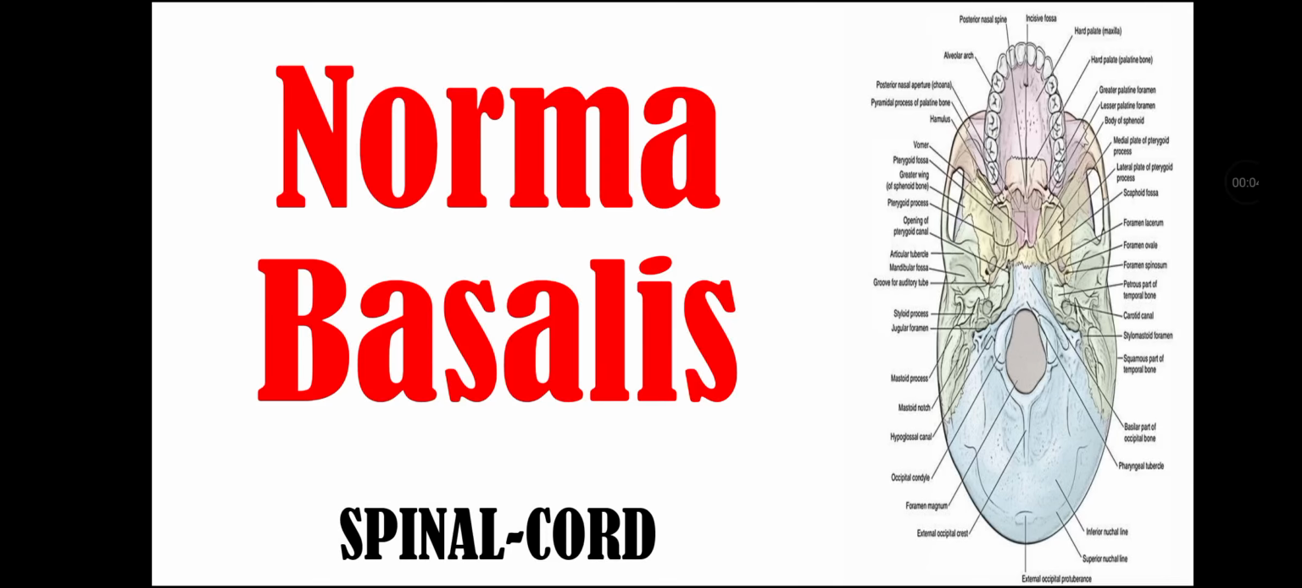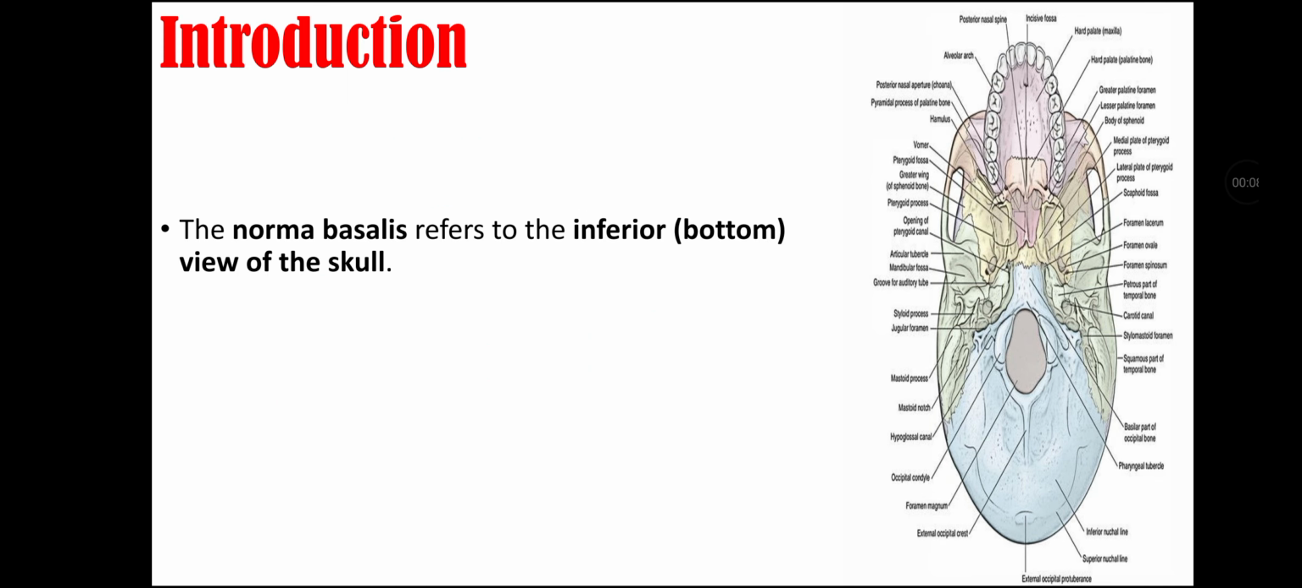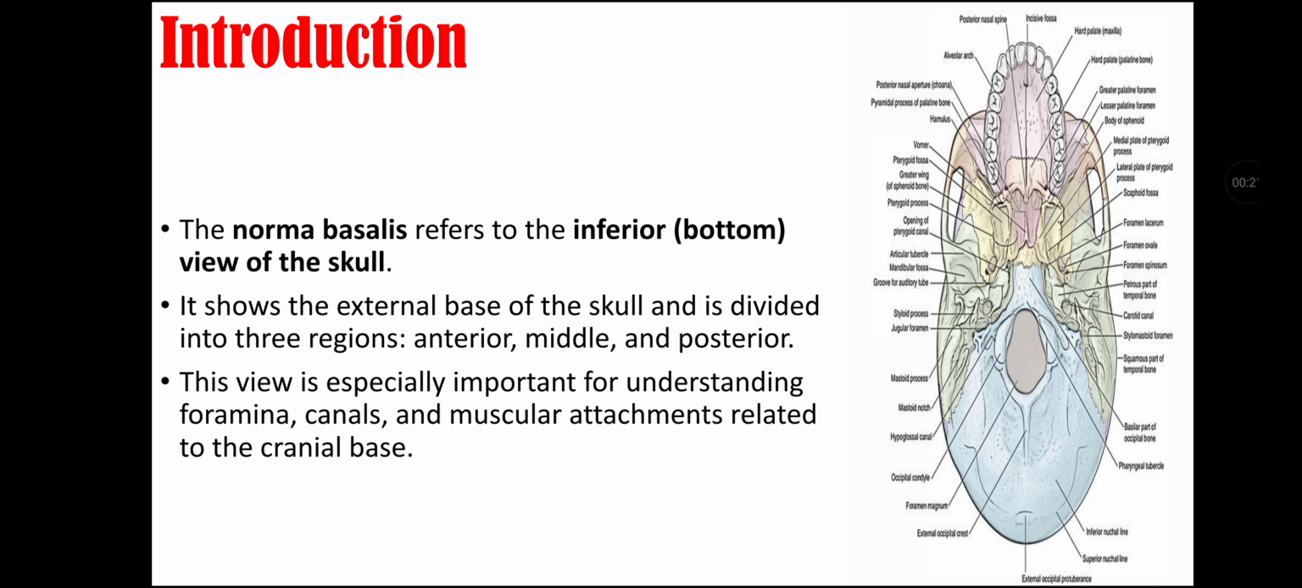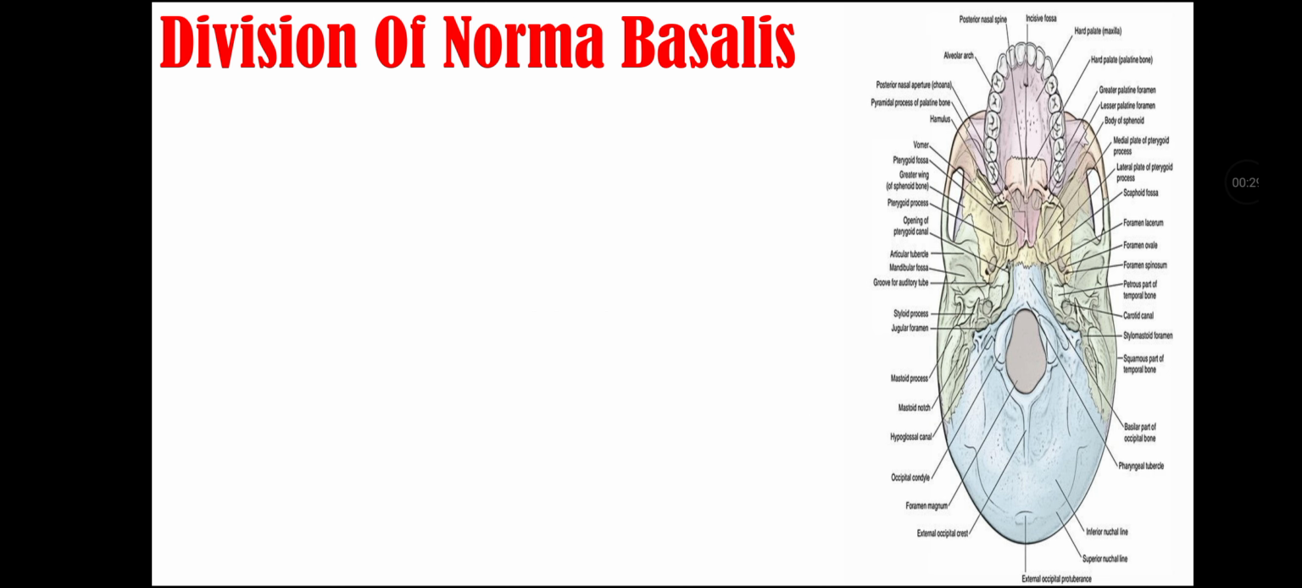Today we are going to talk about Norma Basalis. So let's start our topic with introduction. Norma Basalis refers to inferior view of skull. It shows the external base of skull and is divided into three regions: anterior region, middle region and posterior region. This view is especially important for understanding foramina, canals and muscular attachment related to cranial base.